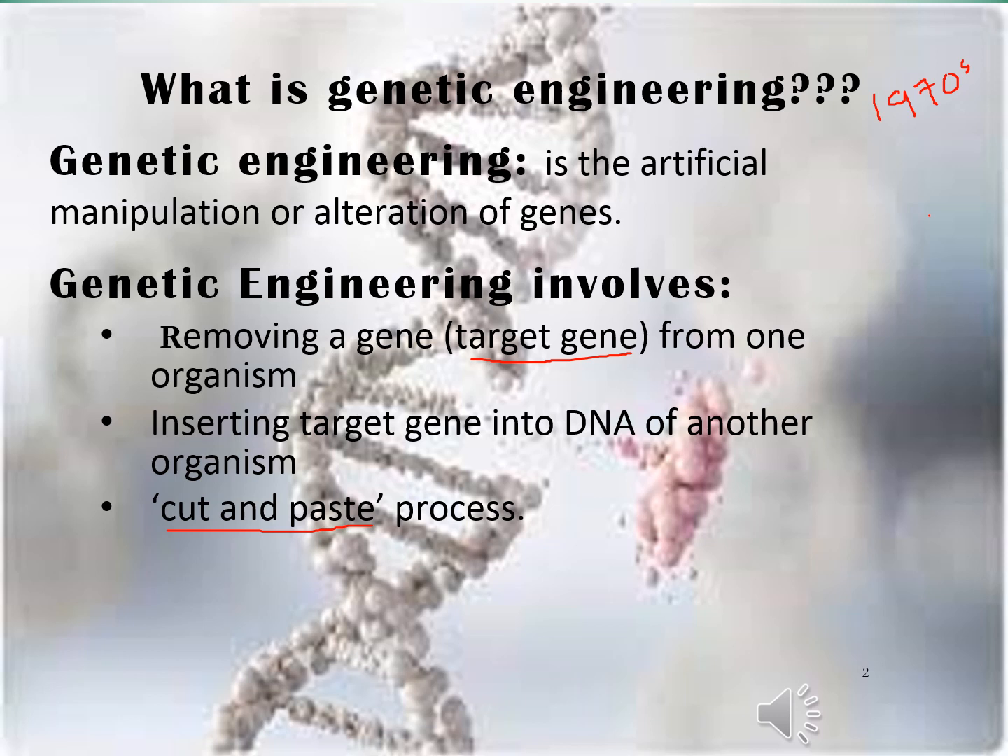Genetic engineering. Genetic engineering is the artificial manipulation or alteration of genes. It developed in the 1970s. Genetic engineering involves removing a gene from one organism and inserting the target gene into the DNA of another organism by a cut and paste process. It also involves artificial synthesis, modification, removal, addition and repair of genetic material. We can obtain millions of copies of a species' DNA inside a bacterial cell.